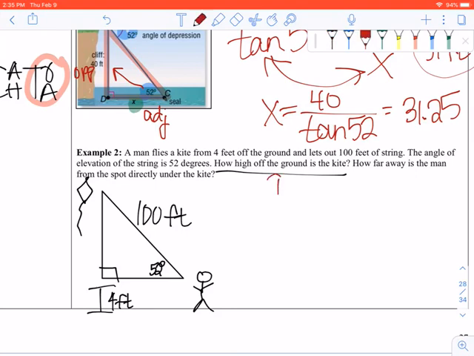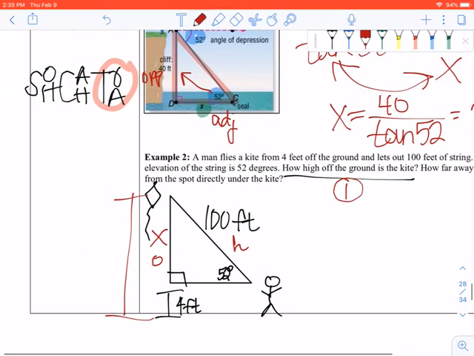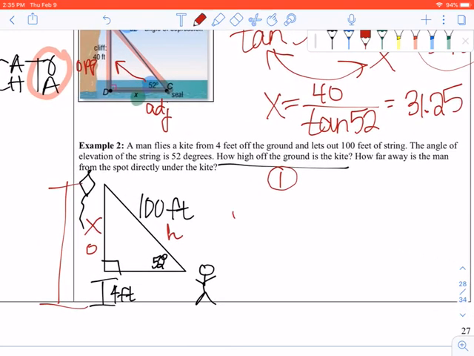So the first thing I'm going to do is figure out the height of the kite, and in order to find the total height, I need to figure out that side of the triangle, the height of the triangle. So I'm going to do that. I have my opposite side, which is the x. I have my hypotenuse. So I'm going to use sine, opposite and hypotenuse. So sine 52, the angle always goes with the trig function, equals opposite over hypotenuse, 100.